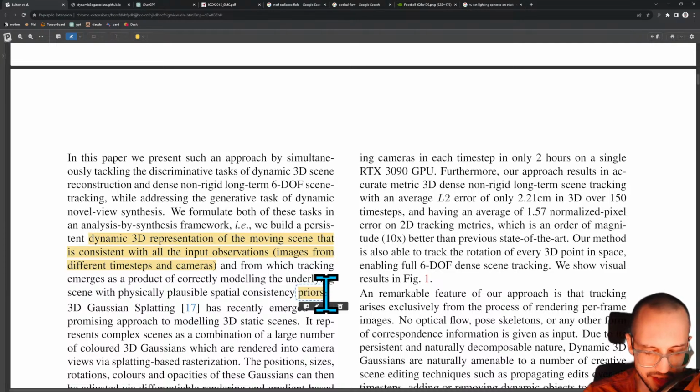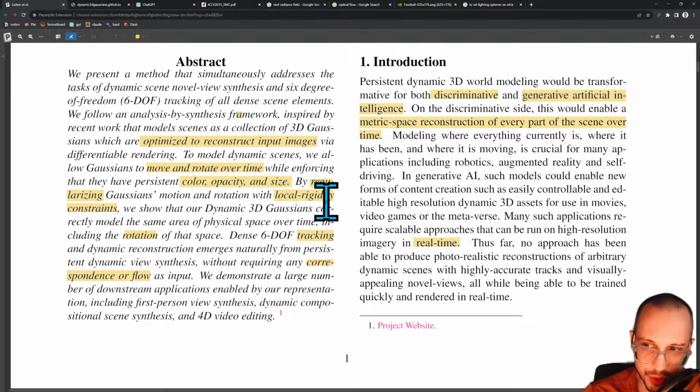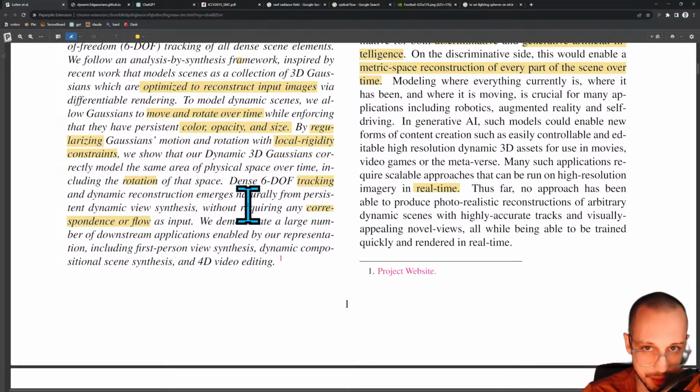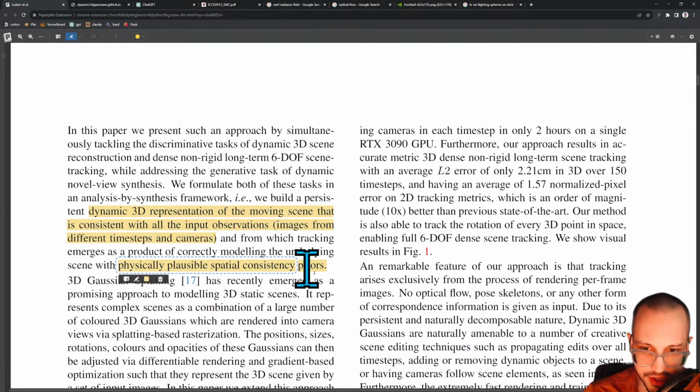So priors are kind of your assumptions. They're basically what you're starting with. A Gaussian is a pretty good prior. Spatially consistent, physically plausible priors. So this is basically just a fancy way of saying the local rigidity constraint, probably maybe a couple other forms of regularization that are coming in as well.